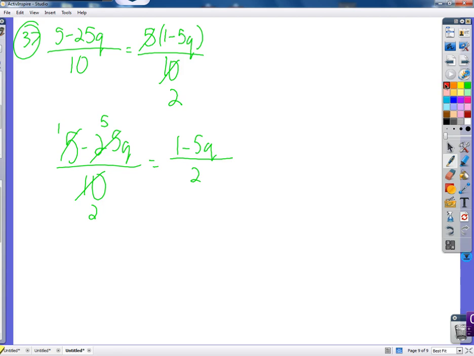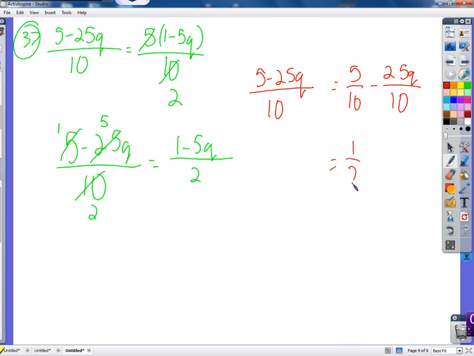So 5 minus 25q over 10, the division by 10 distributes across everything in the numerator. 5 divided by 10 minus 25q divided by 10. So 5/10 becomes 1/2 minus, now 25 and 10 share a factor of 5. So we get 5q over 2.